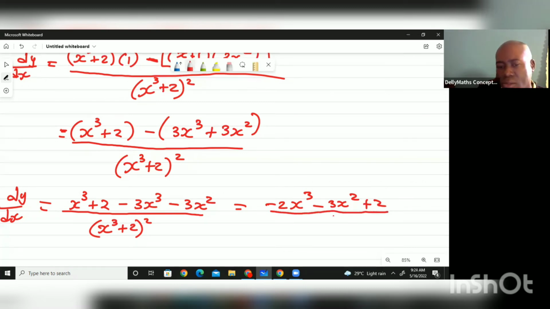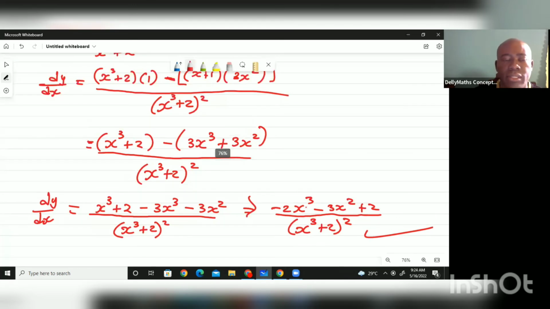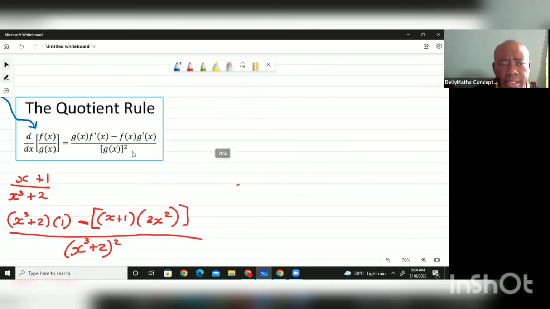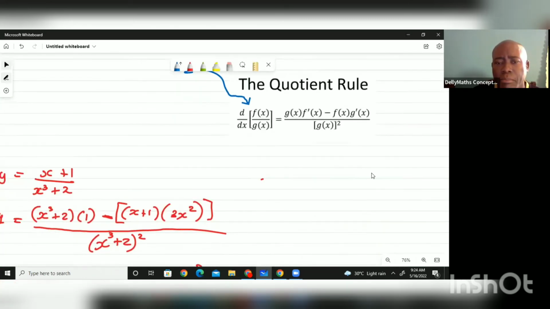Not that you have to, it's just me. And then we have x to the third plus 2, and all of that must be squared. So that is my derivative using the quotient rule. Basically, with the quotient rule, we just have to follow that little pattern. The moment you're following this, you will not be wrong.